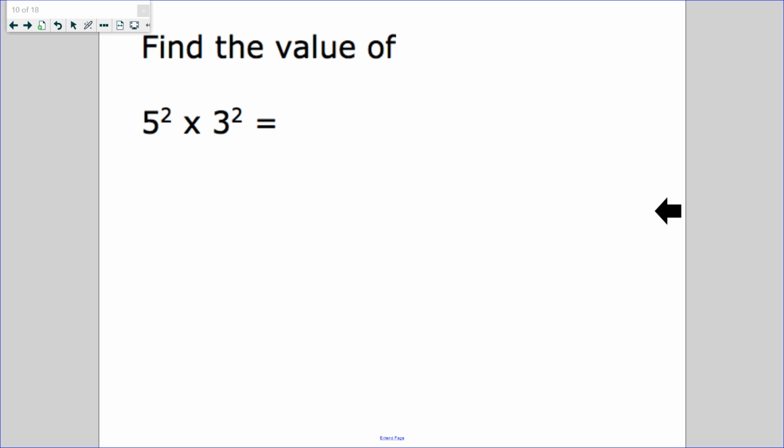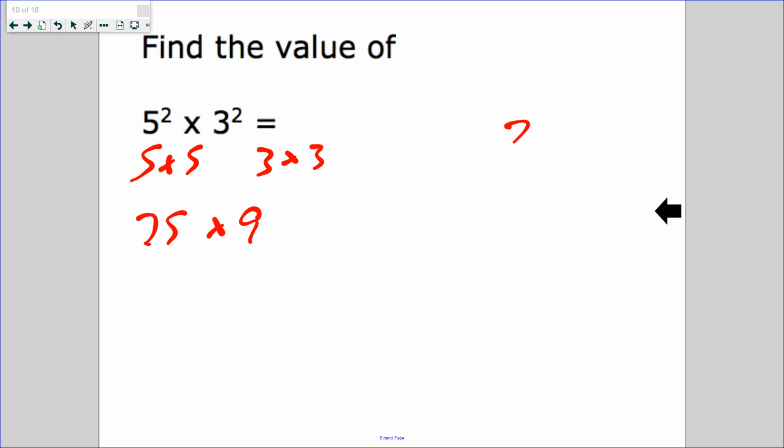So our last part of the lesson is, given the exponents, can you find the original number? What is 5 squared? 5 squared is 5 times 5. 3 squared is 3 times 3. How did I get that? The number 5 is the factor, and you are going to write it twice. 3 is the factor, you write it twice. So 5 times 5 is 25. 3 times 3 is 9.